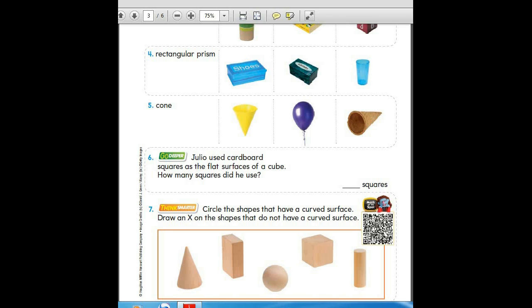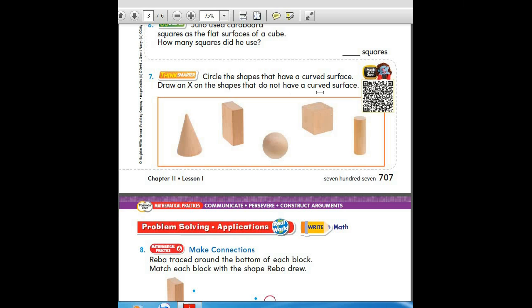Number 7, circle the shapes that have a curved surface. Curved surface means not straight. So any shape here that has any curved surface, I will make a circle around it. And the other one, I will make X. So look at the first one, which is a cone. Do you think the cone has any curved surface? Yes. The base of the cone looks like a curved surface, right? So make a circle. The second one, which is rectangular prism.